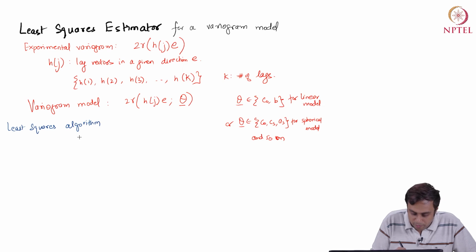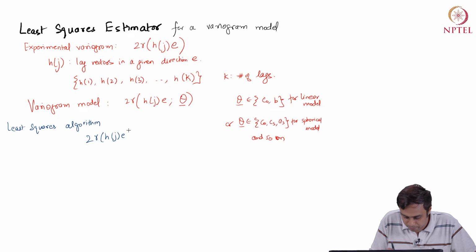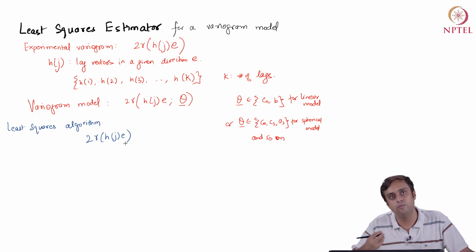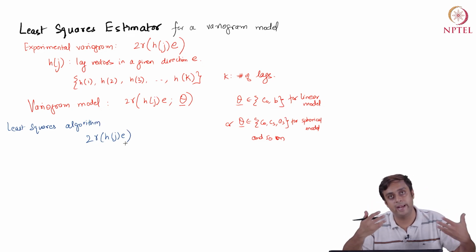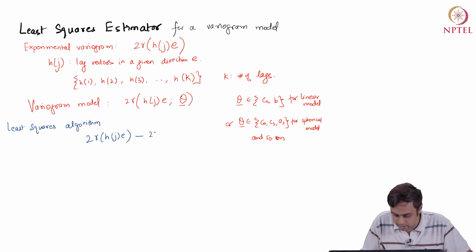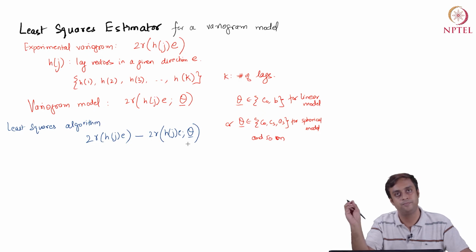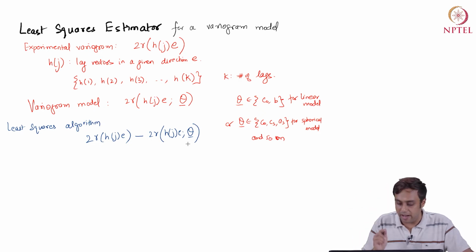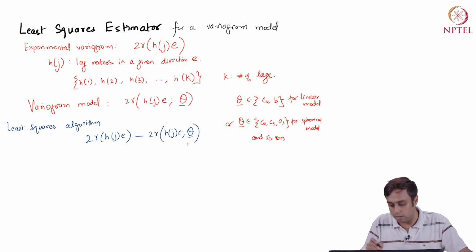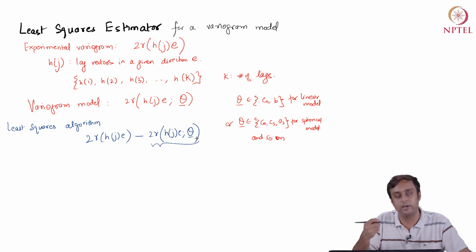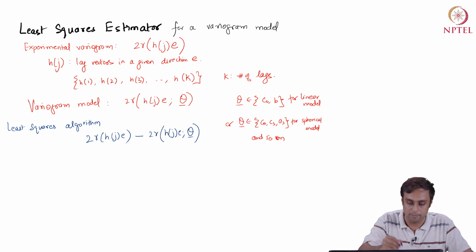We are trying to, first of all, take a difference between 2 gamma h j, that is the observed value, the data, minus the mathematical model form, which could be linear or spherical or whatever. I take this difference for every h. Now, obviously, if I know the value of h, the value 2 gamma h j theta will simply be a function of theta, right.